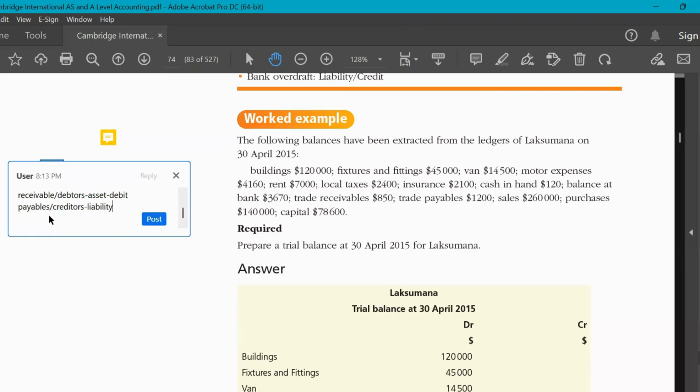Payables, also known as the creditors. Creditors and payables are considered liabilities. They're on the credit side.